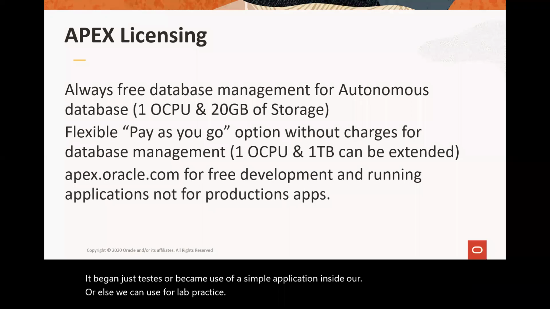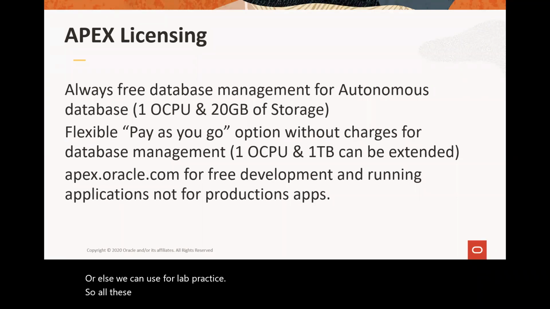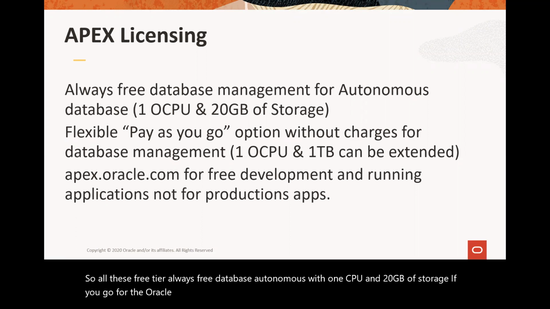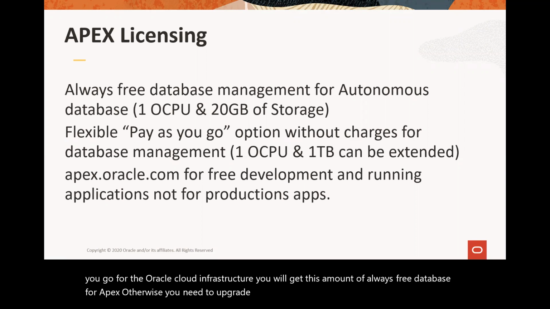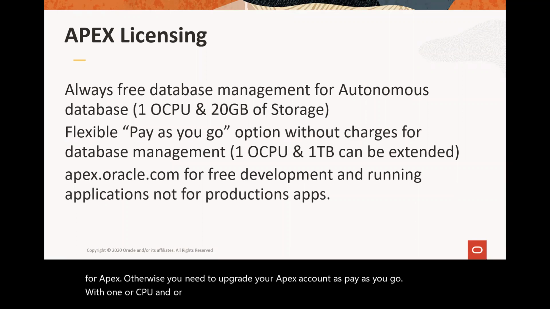The always free tier is an Always Free Autonomous Database with 1 OCPU and 20 GB of storage. If you go for Oracle Cloud Infrastructure, you will get this amount of always free database for Apex. Otherwise, you need to upgrade your Apex account to pay as you go, with 1 OCPU and 1 TB of extended storage. You can pay as you want.